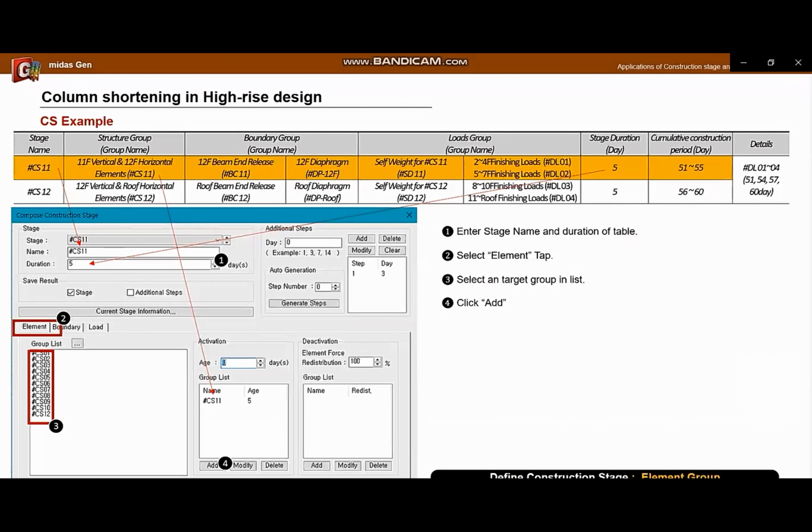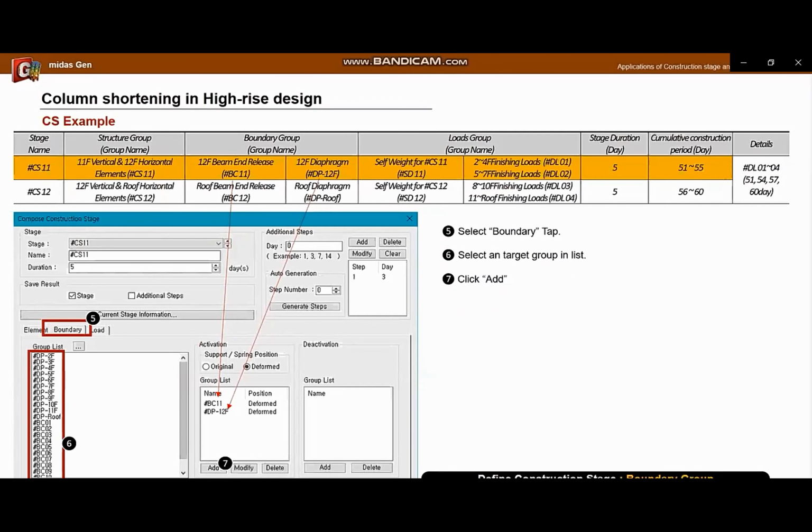Now, I will create the construction stage information in general. The page is an example of the settings for stage 11. First, enter the name and duration of the process by referring to the information in the schedule table. Then, click the Element Group tab and select the group corresponding to stage 11, and click the Add button.